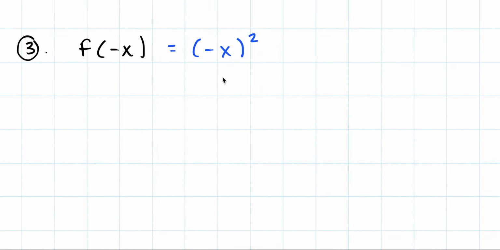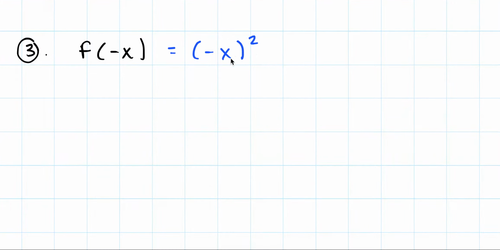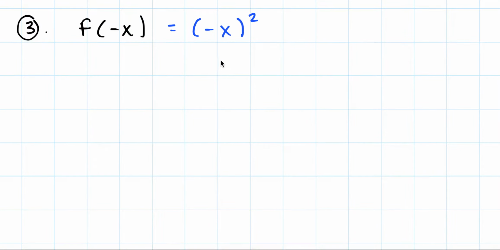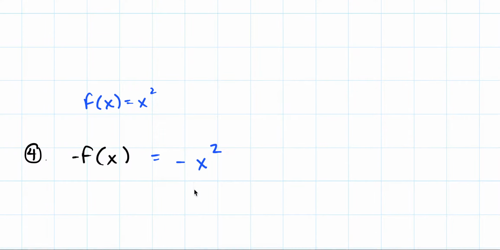Okay, and the last problem, I put the negative on the inside. Now we could simplify this. If you want to simplify it, this will just turn out to be x squared, because negative x times negative x is x squared. So I'm going to leave it like this though. And here this negative is on the outside.